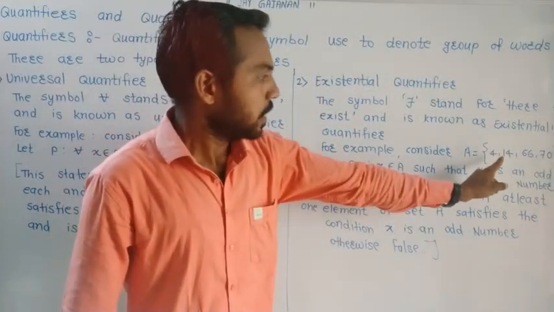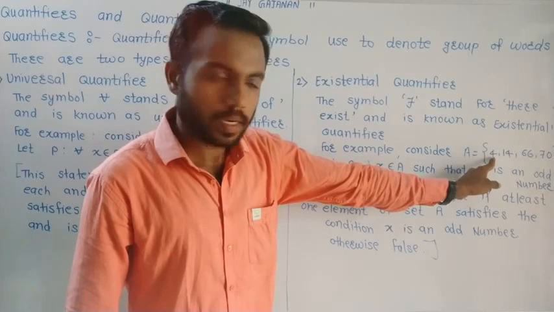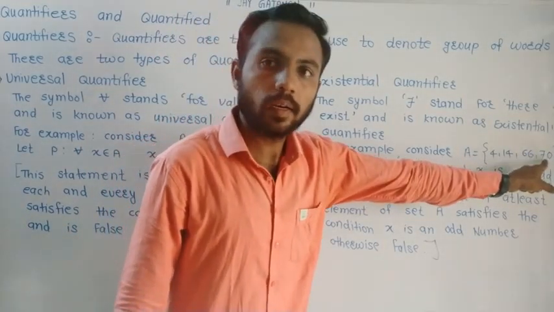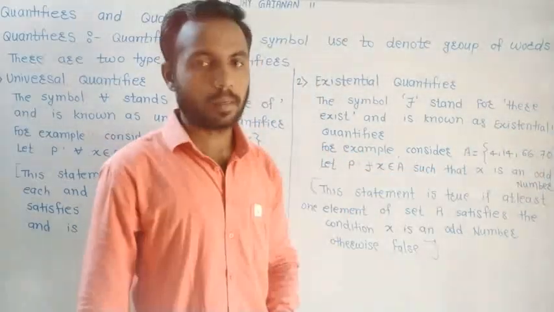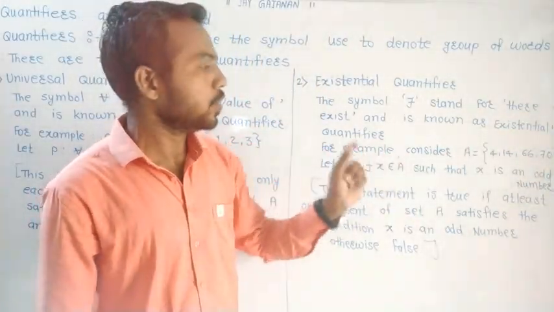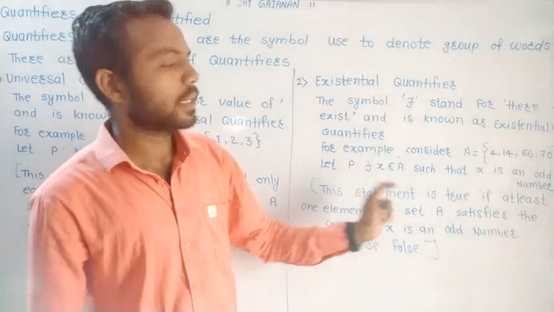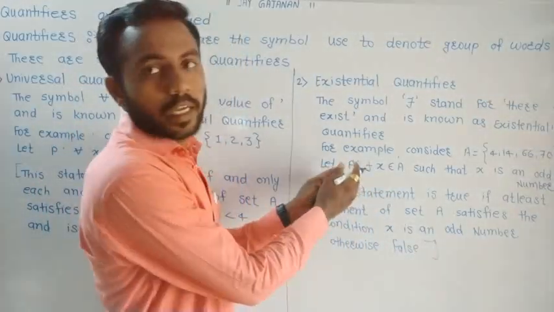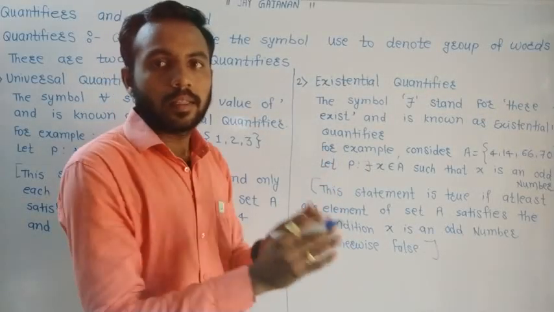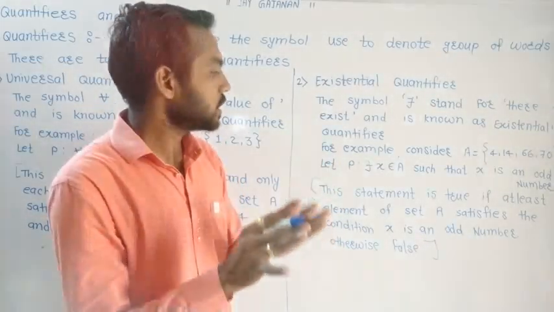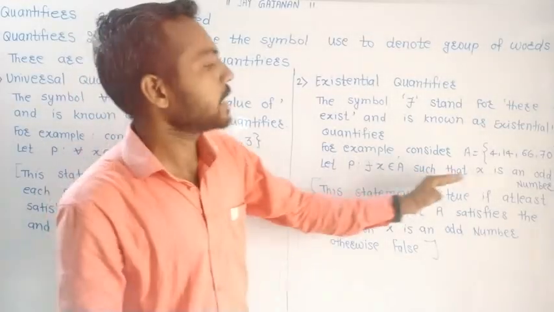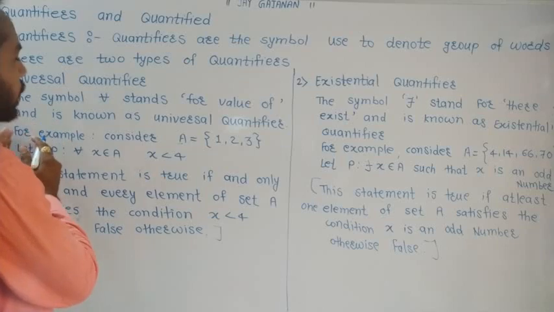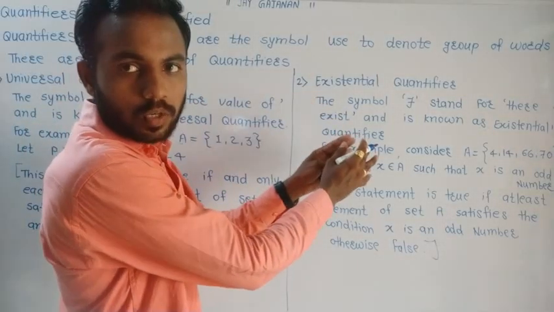Now, 4 is an even number, 14 is an even number, 66 is an even number and 70 is also an even number. It means there is no element that satisfies the condition. Therefore, we can say the statement is false because there is no element which satisfies the condition x is an odd number. I hope you understand the difference between universal quantifier and existential quantifier.